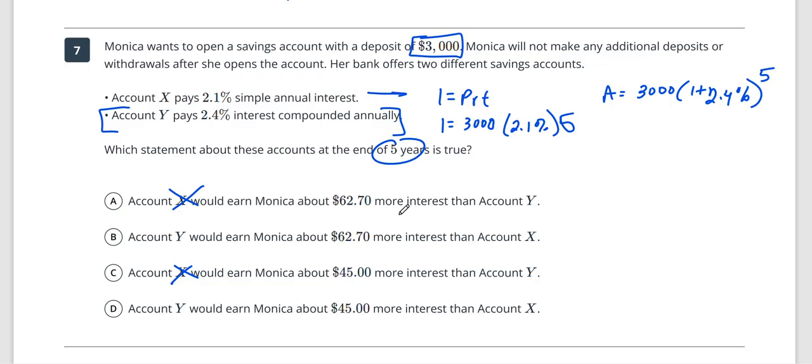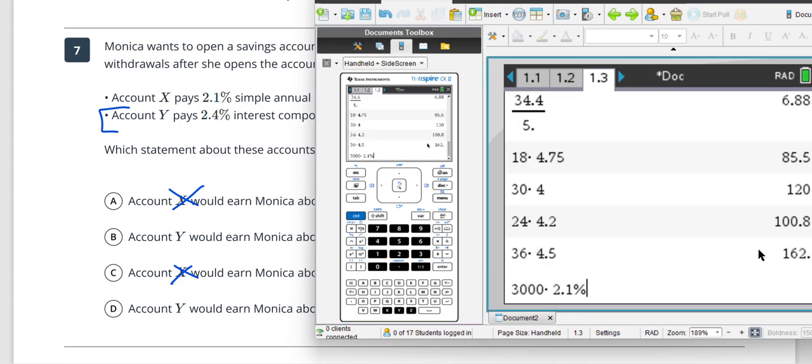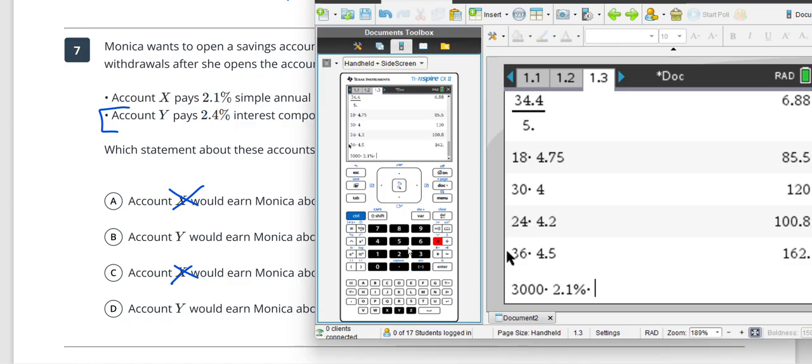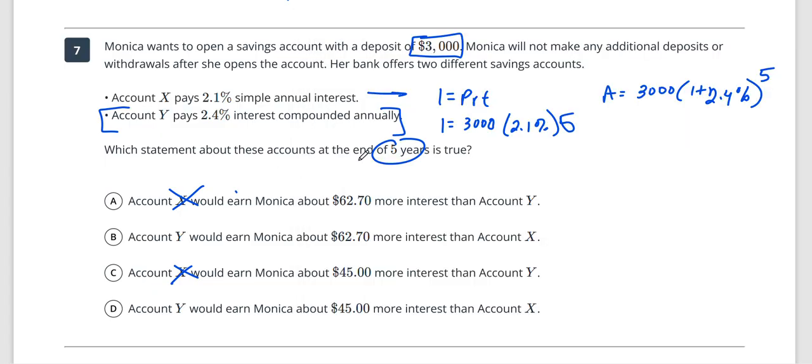Okay, and they want the interest, right? On the compound one, we get the amount, so when we do that over here, we're going to subtract. Let's come out here. I can see the numbers there, and that's times 5, right? So we're going to go with 3,000 P times your rate of 2.1% times 5. And there's 315. That's your interest already. Your interest here is 315.